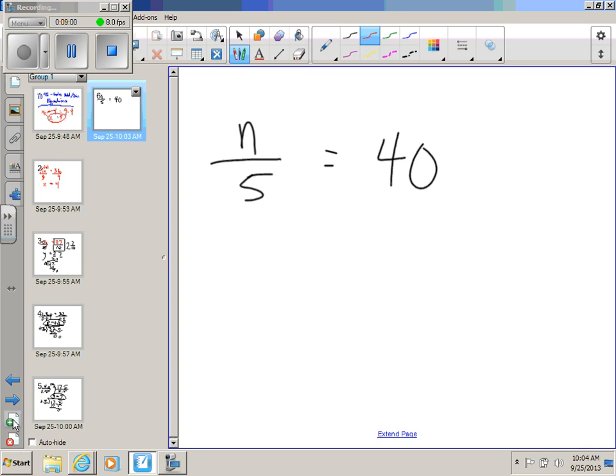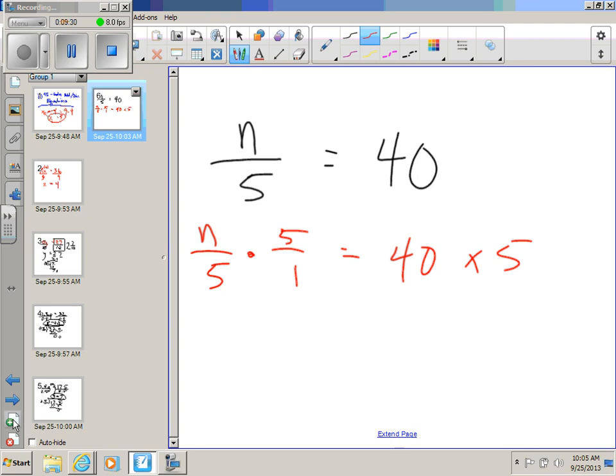What's happening to n? It's being divided by 5, right? The opposite of divided by 5? Multiplied by 5. So I'll show you why that isolates n. Fraction form, right? If I multiply in fraction form, everything has to be in fraction form. Put a 5 in fraction form, 5 over 1. And then 40 times the 5. I don't need to put it in fraction form because the 40 isn't in fraction form.